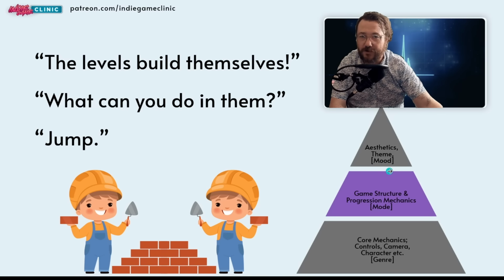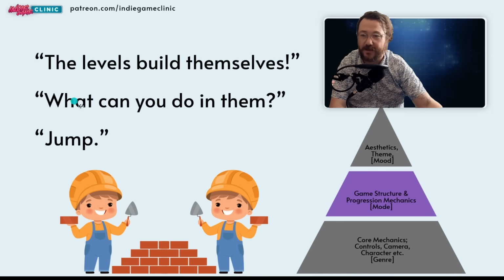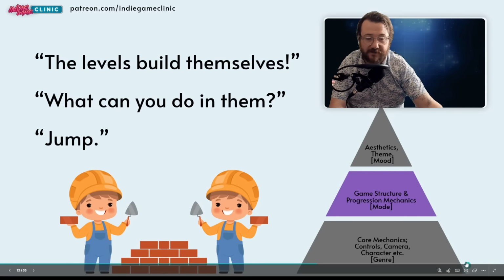Again, if you're thinking of roguelike or roguelite as a genre, really all that does is define how the game plays over a series of sessions, right? There are randomized levels and permadeath. That doesn't really tell us what we're doing moment to moment. So you have this sort of situation. The levels build themselves, what can you do in them? Jump, right? And this might seem like an exaggeration, but I often see people say, I'm working on a roguelike. So they spend a lot of time focusing on the generation of things, and they haven't really solved what the player is doing moment to moment that is supposed to make the game fun.